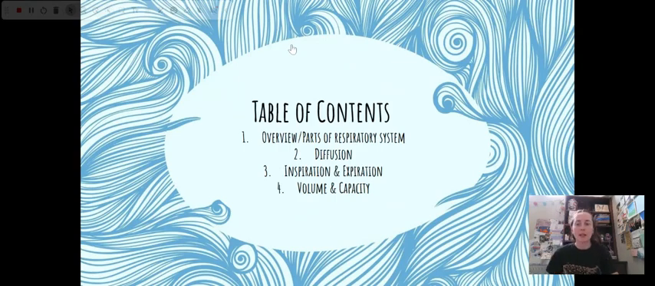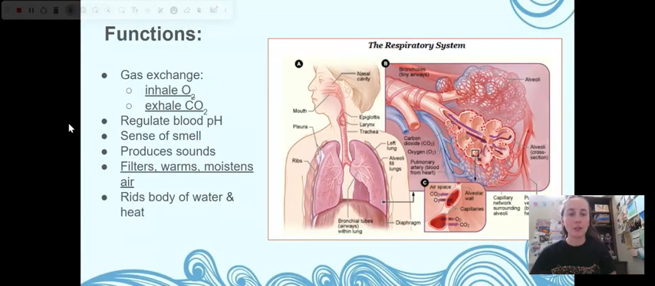As we go through this, we're going to do a little bit of an overview, talk about the parts of the respiratory system. We're going to touch on diffusion and how that works when we breathe. We'll talk about breathing in and breathing out, or inspiration and expiration. And finally, we'll touch on volume and capacity. All right, let's get into it.